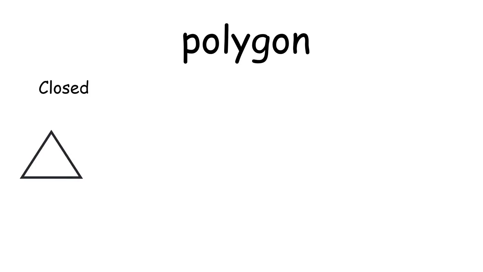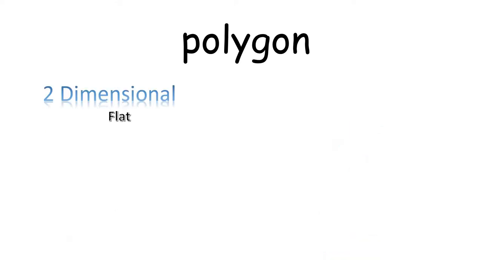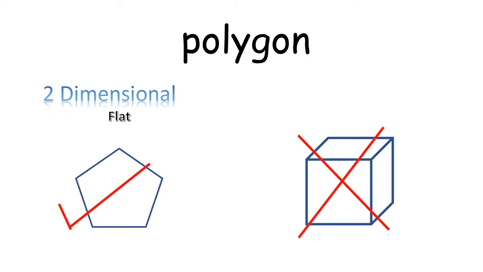Now, you have here some examples of closed polygons and some open shapes. We call these closed shapes polygons, and these open ones we cannot call polygons because they are not closed. So the second property is that they should be closed. The third property is that they should be two-dimensional, or flat. So the shape should be flat, not 3D, and then we can call it a polygon.